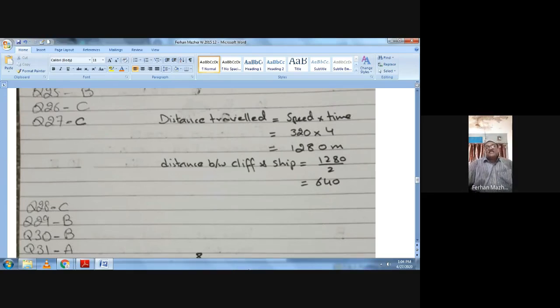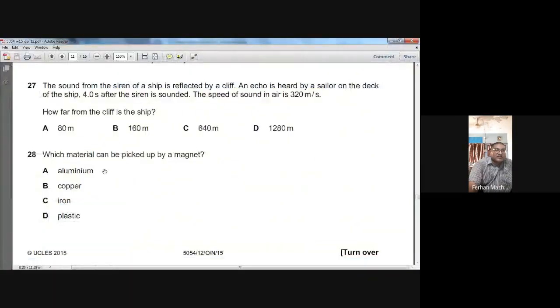But the question is, what is the distance between the ship and the cliff? This 1280 meters is the distance in which the sound traveled from the ship to the cliff and from the cliff back to the ship. So we divide 1280 meters by 2, and then we get the distance between the ship and the cliff, which is 640 meters. For question number 27, C is the option. 640 meters, C is the option.